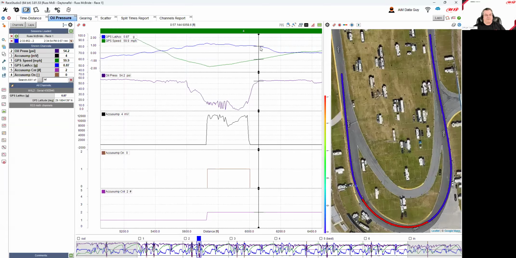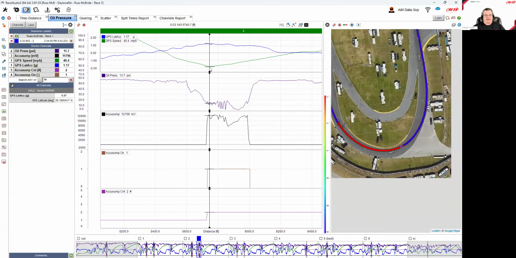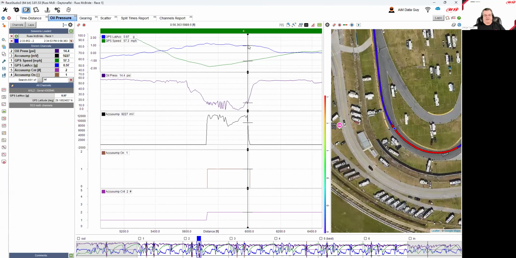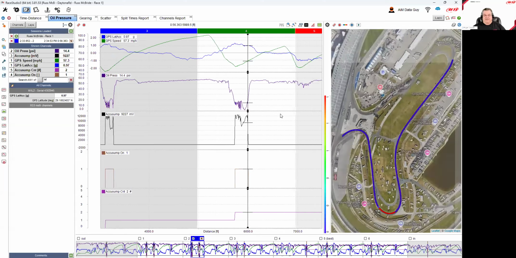Because here he's still up a ways in his lateral G's, and the oil pressure came up very quickly, probably right about here. And right here is where he got off the brakes, and on the speed trace, there's the V-min at the bottom right there. He's starting to throttle back up, and the oil pressure came back up right about there. So you just dig in a little bit, right?